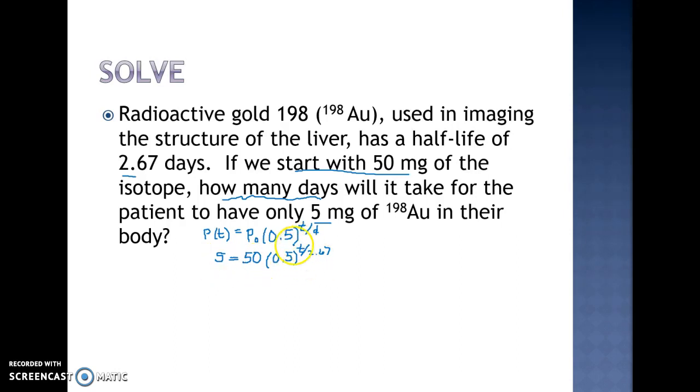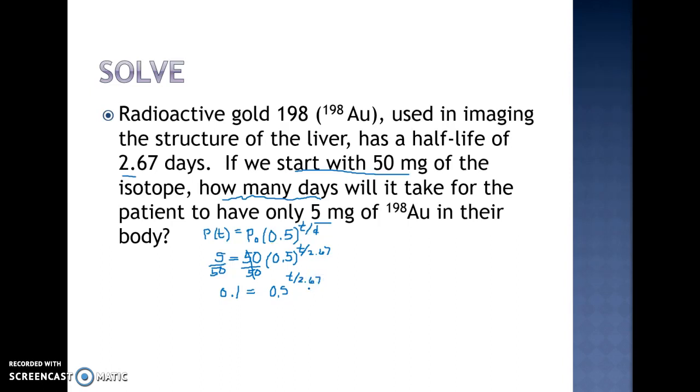In order to get time all by itself, the first thing I'm going to do is move the 50 to the other side. Right now it's being multiplied, so I'm going to do the opposite, which is divide on both sides. These cancel. So 5 divided by 50, my calculator tells me 0.1. And on this side, I don't need quite as many parentheses anymore because I have taken care of this by division. So I still have the exponent t over 2.67.